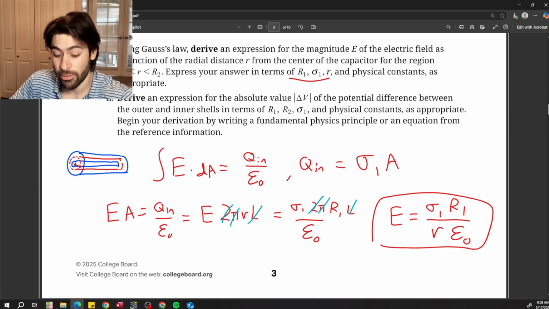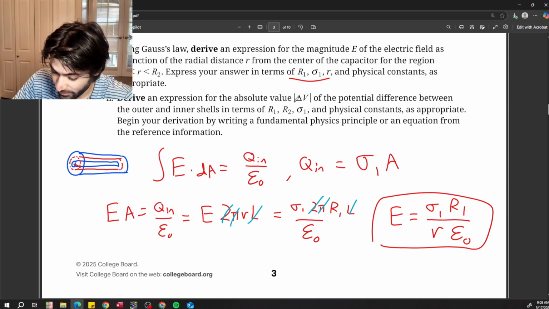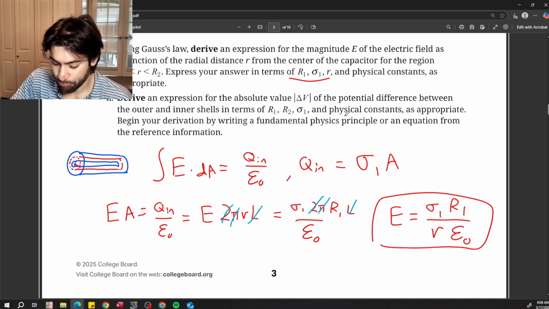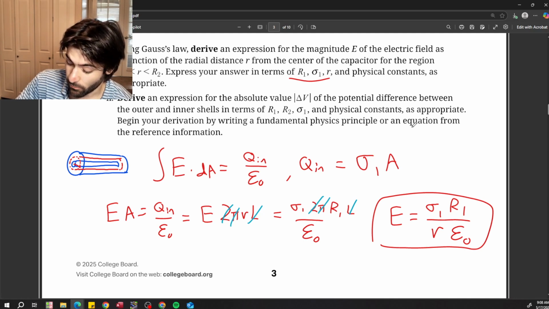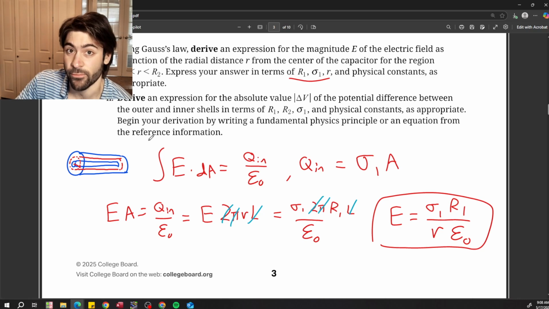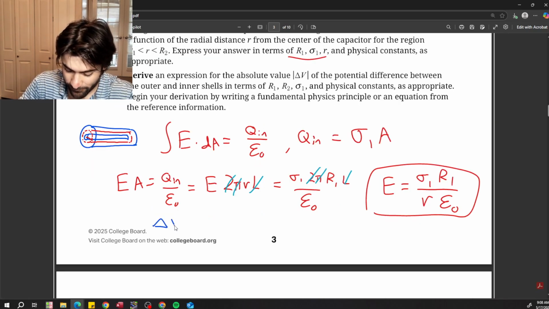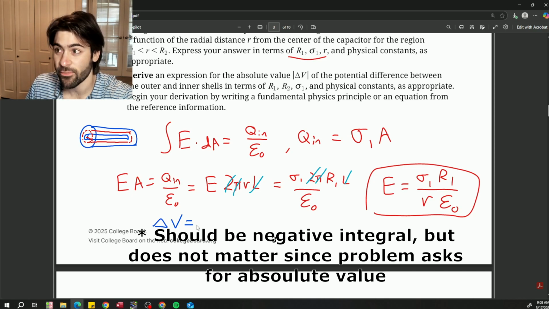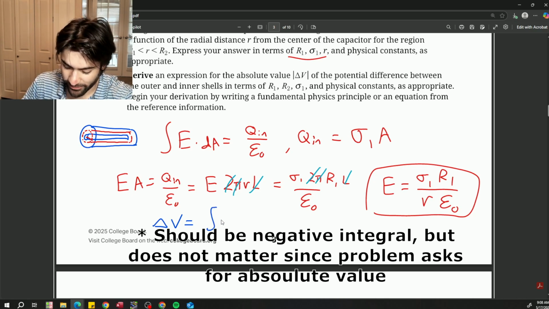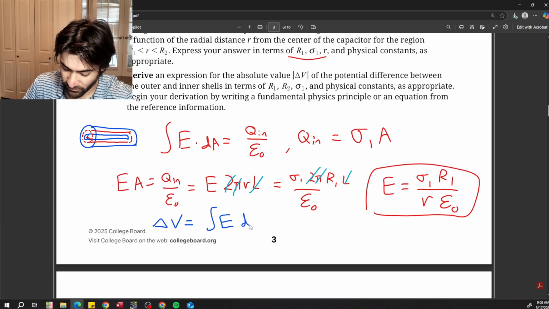Next, they want us to derive an expression for the absolute value of the voltage difference or potential difference between the outer and inner shells in terms of R1, R2, and sigma 1, along with physical constants as appropriate. Begin your derivation by writing a fundamental physics principle or equation from reference information. I'll go ahead and do that in the space below. So the voltage difference, it's similar to potential energy. To find potential energy, you can integrate force over distance. So with potential, we integrate electric field over distance, this being the radius, radially outward.